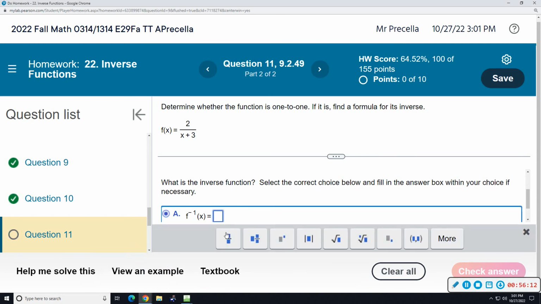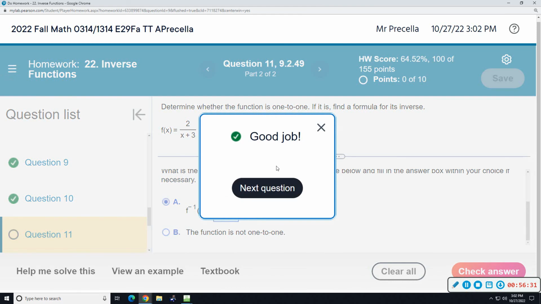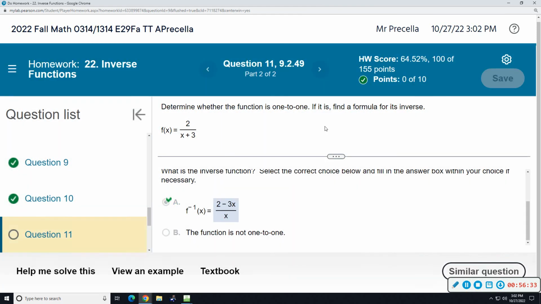Okay. Fraction hot button. 2 minus 3x on top. 3x. And on the bottom we have an x. Switch back to my work. Any questions on my logic here?